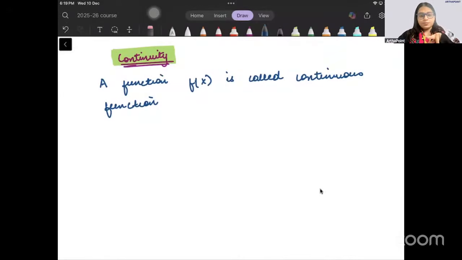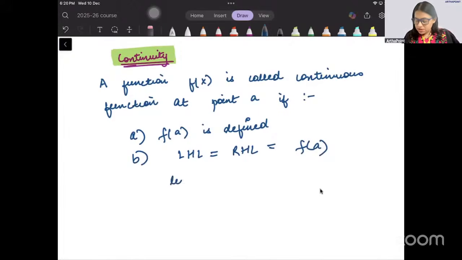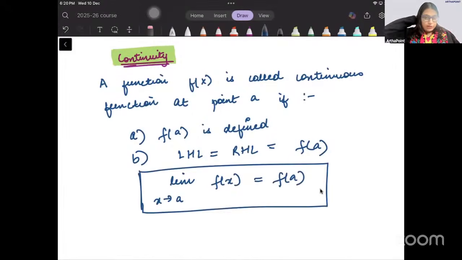But formally, a function is called continuous at point a if first, f of a is defined. Second, left hand limit is equal to right hand limit is equal to the value of the function. That means limit x tends to a, f of x is equal to f of a. If this is satisfied, then we can say that the function is continuous.